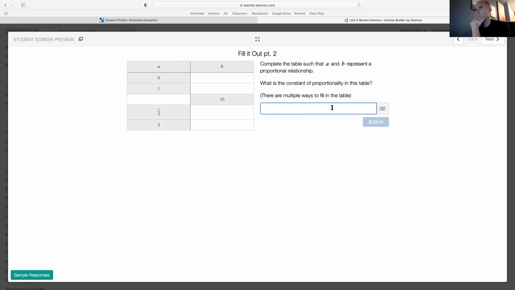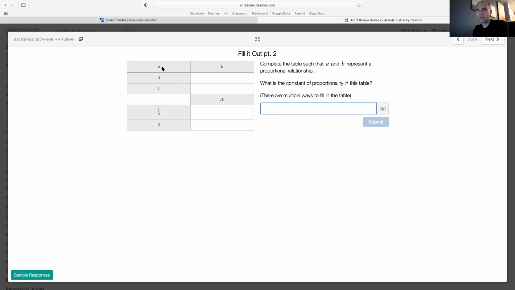There are multiple ways to fill in this table. The reason there's multiple ways to fill in this table is because there's no row that has an A and a B value. So there's nowhere for us to do a division to decide what the constant of proportionality must be. So instead, we can make our own constant of proportionality.